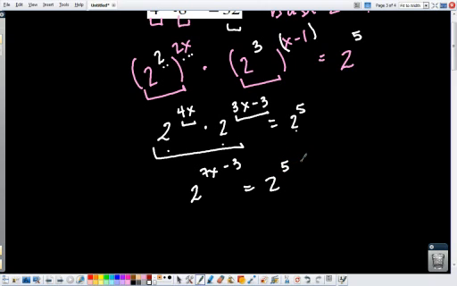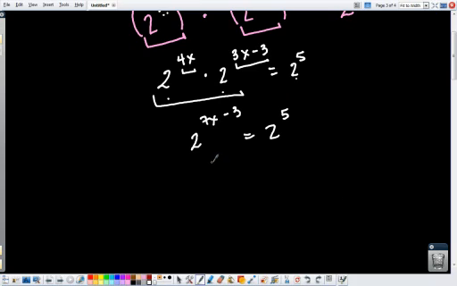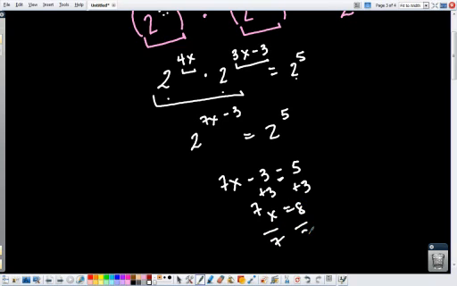Okay? The common base property says that if we have the same base on both sides of an equal sign, we can set our exponents equal to each other and solve. So we end up with 7x minus 3 equals 5, adding 3 to both sides. 7x equals 8, divide by 7 on both sides. I'm running out of room, x equals 8 over 7.